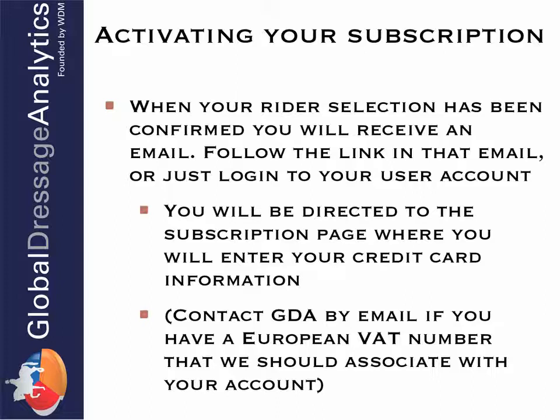Now you've chosen your subscription, you've submitted your rider ID, it gets approved by GDA, and you'll get an email back again with a link in it that tells you that everything is okay, you can start. You'll be directed to the subscription page. You click on the link, you get to your account. Then you'll be directed to the subscription page, and you will enter your credit card information for the first payment that will be taken.